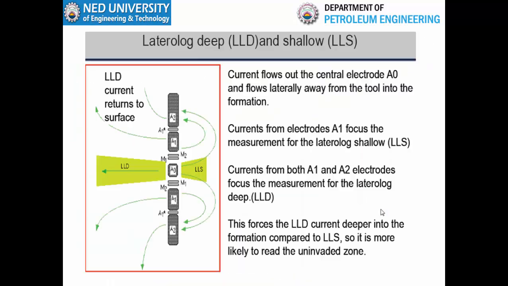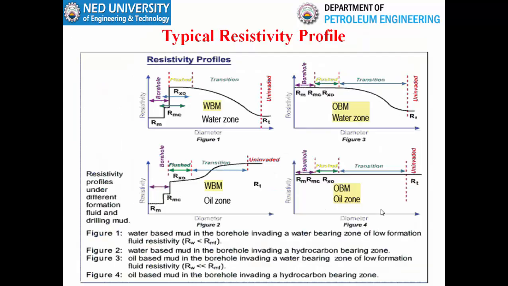And basically we have seen this resistivity profile when we were discussing the invasion of mud inside the formation, and we have seen these two behaviors. So for example, if you were drilling with water based mud, and the resistivity of your mud is lower as compared to the uninvaded zone, so RXO is lower as compared to the transition zone, and the transition zone resistivity is lower as compared to the uninvaded zone.